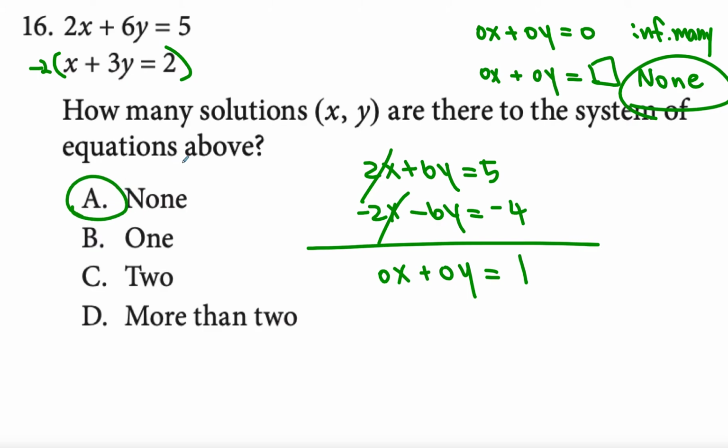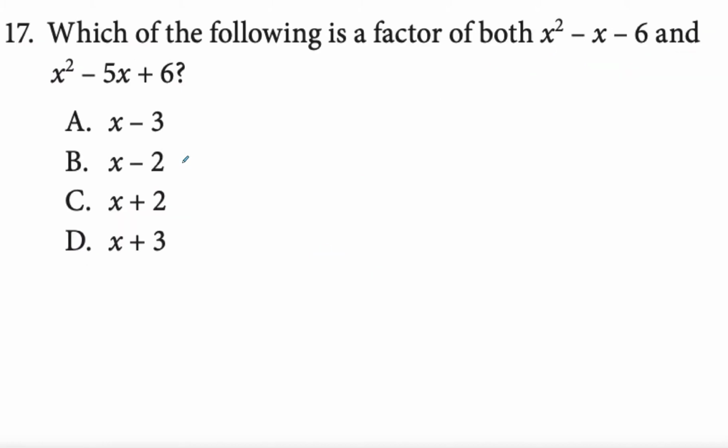Alrighty, let's move on to number 17. So they want you to find the factor that is a part of both of them. So first one, this one, which two numbers multiply to -6 but add up to -1? Oh yes, it is x minus 3 and then +2. You see, these two are the numbers that multiply to -6 but add up to -1.